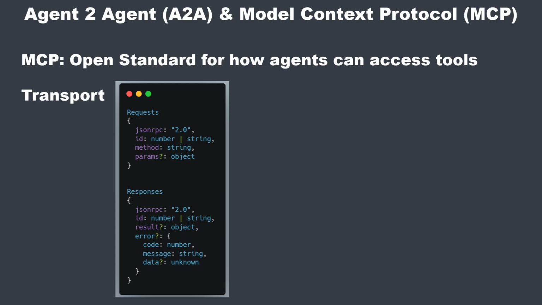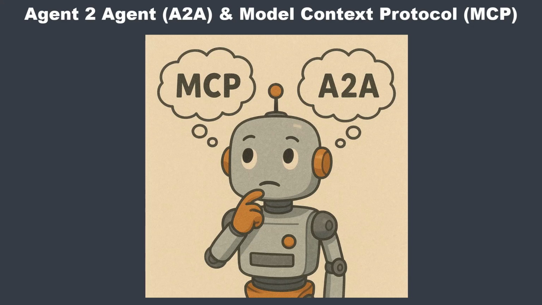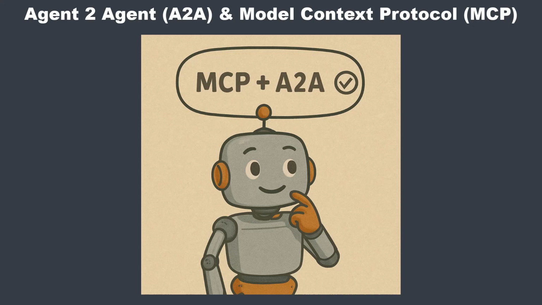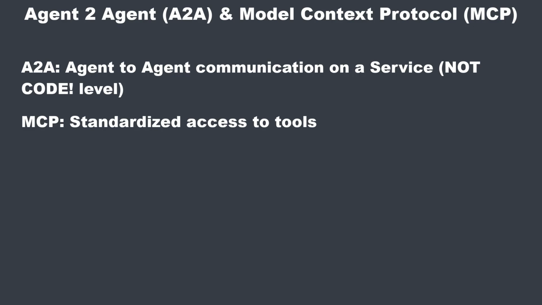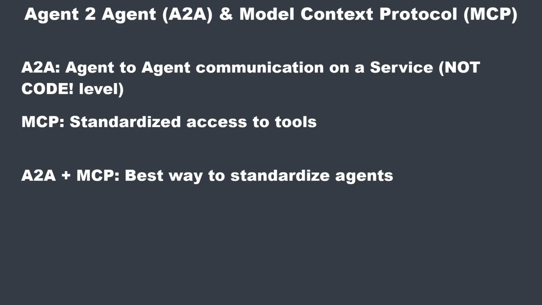Finally, you might still wonder, are A2A and MCP competing protocols? So no, not at all. They complement each other perfectly. A2A handles communication between agents and MCP standardizes access to external data and tools. So in fact, an ideal AI agent implements both protocols together.